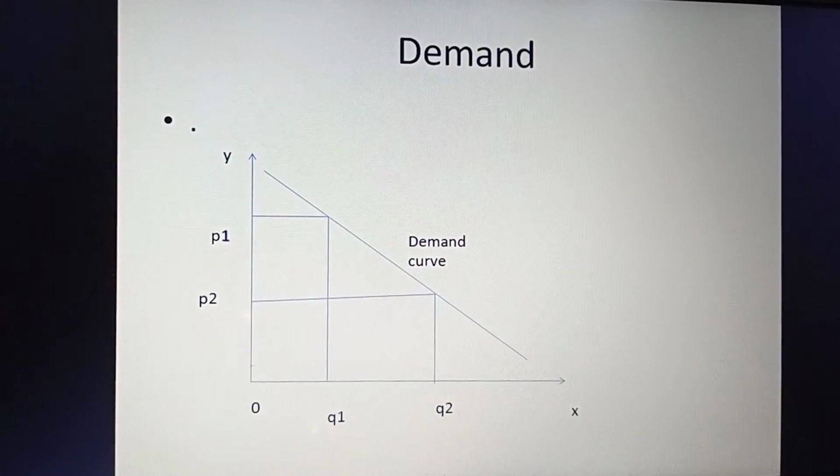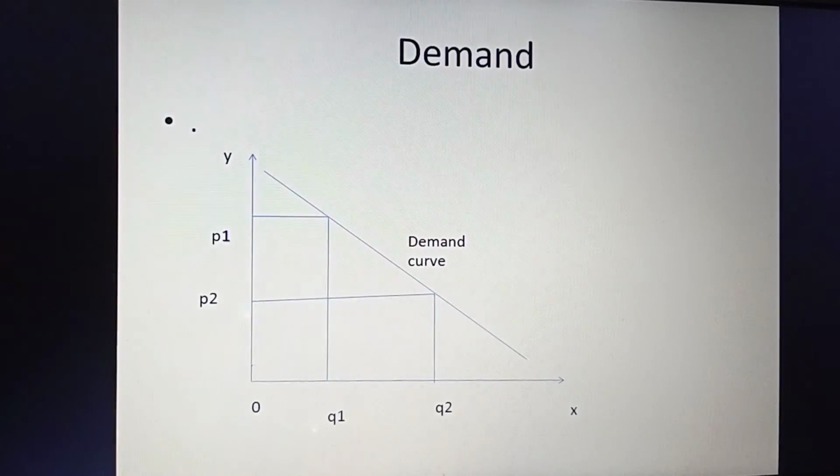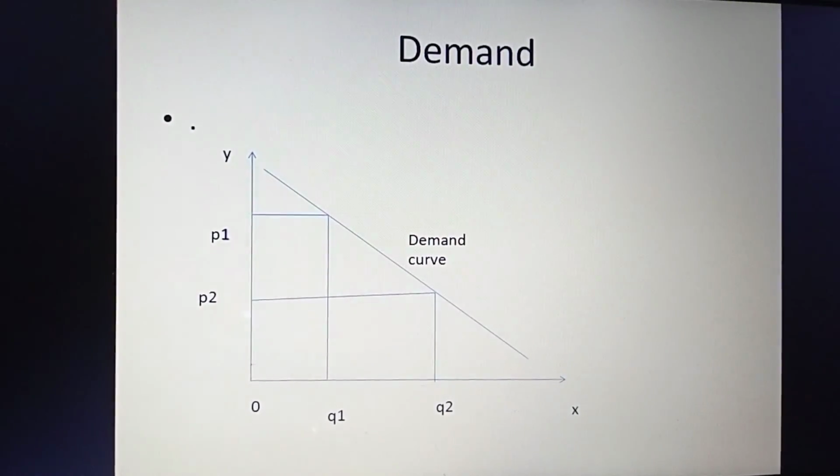Due to this opposite relationship, the demand curve is a downward sloping curve from left to right. So this is the demand curve.